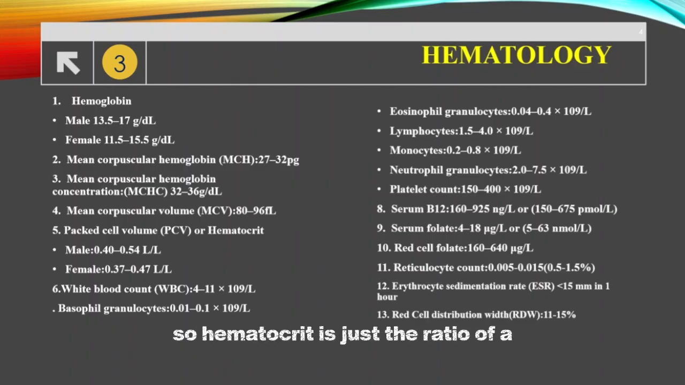So hematocrit is just the ratio of red blood cells to the total blood volume. That is what is called the hematocrit. Now, this one differs according to sex and age as well. We're talking about adults, so it's 40 to 54%. I've expressed that in ratios, so you can convert it into a percentage by multiplying by 100. So it's 40 to 54 in the male and 37 to 47 in the female. That's the difference between the two.